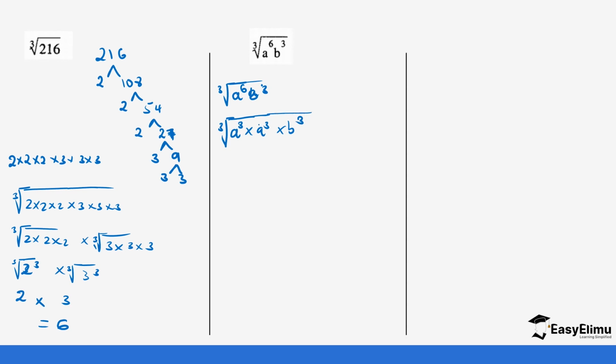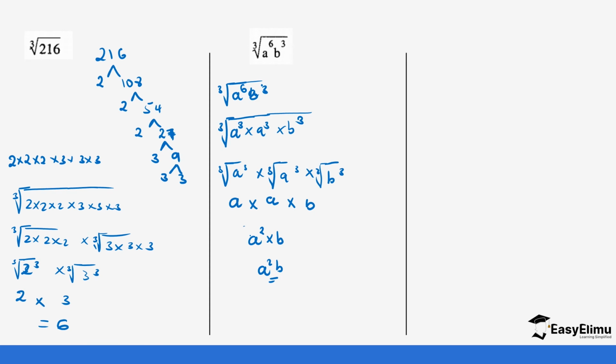So we separate these values or put them all in cubes so that it can be easier for us to get the specific factors. So the cube root of a cube times the cube root of a cube times the cube root of b cube. After that, if we want to get the cube root of a cube, it becomes a. The cube root of a cube also becomes a, and the cube root of b cube becomes b. So this becomes a times a, which gives us a squared times b, which is the same as a squared b, which is our answer.